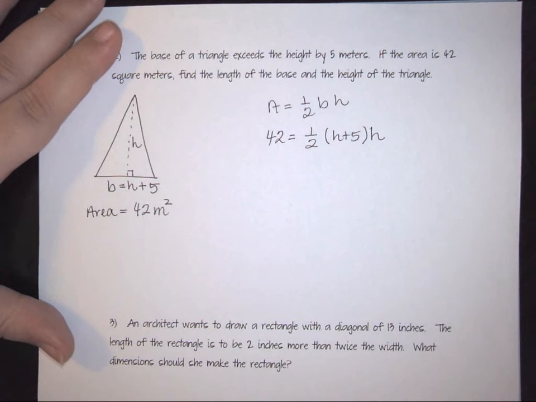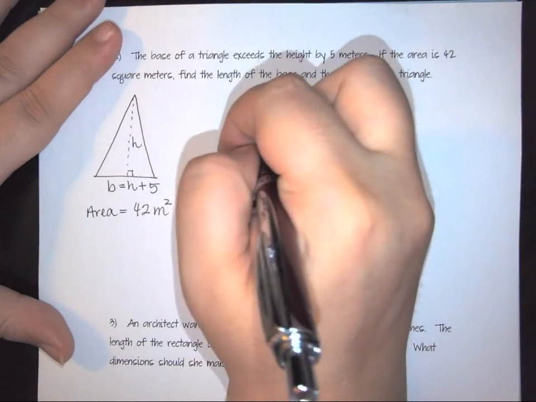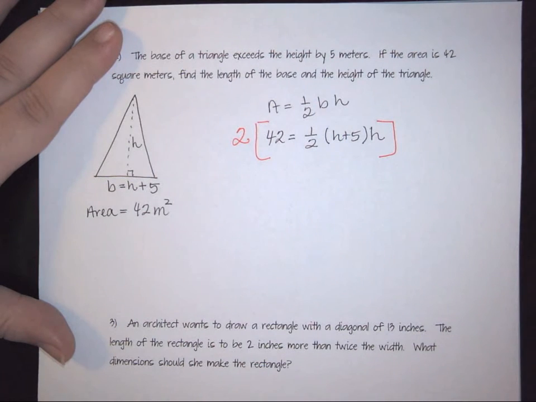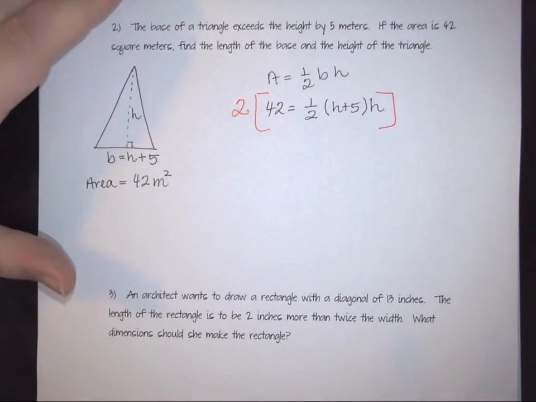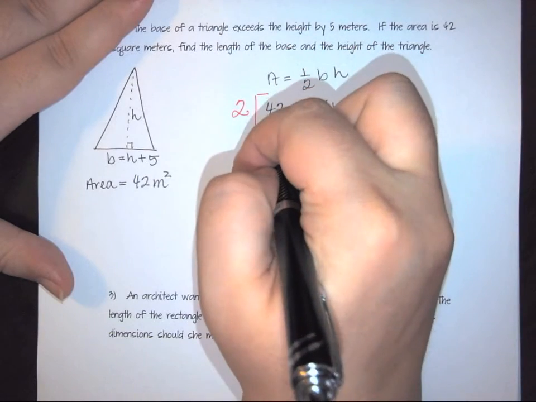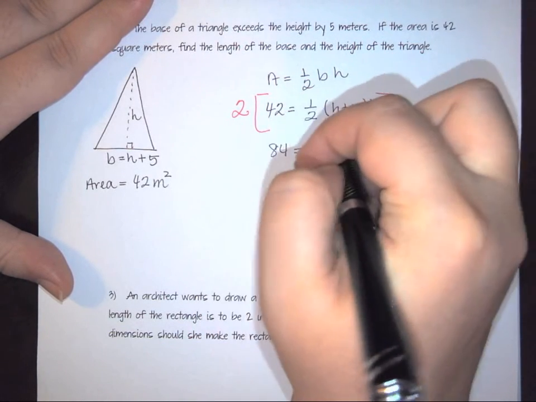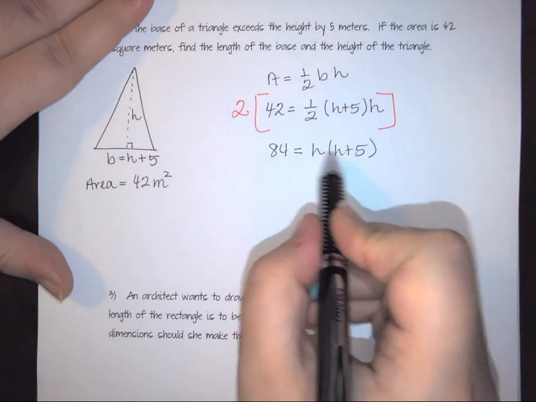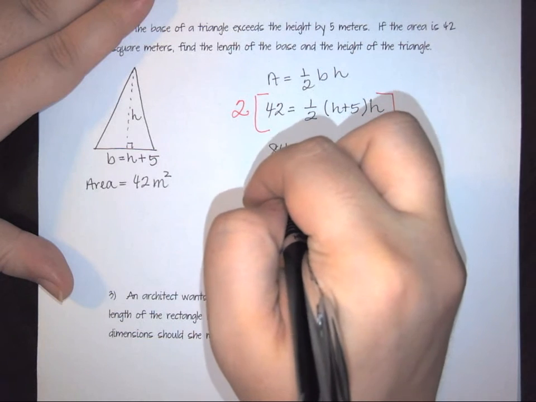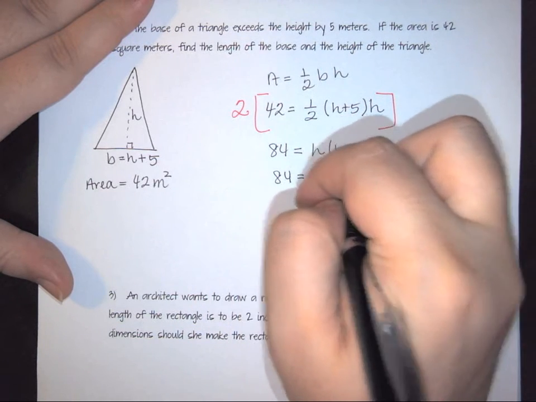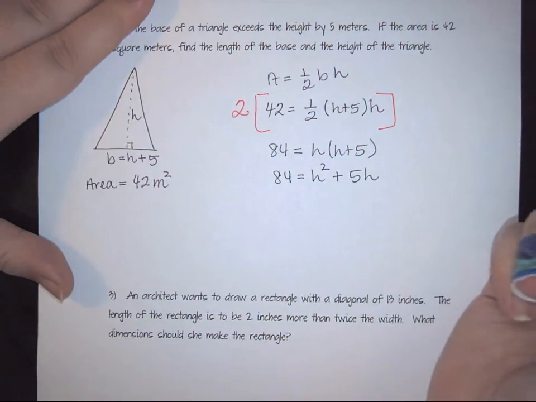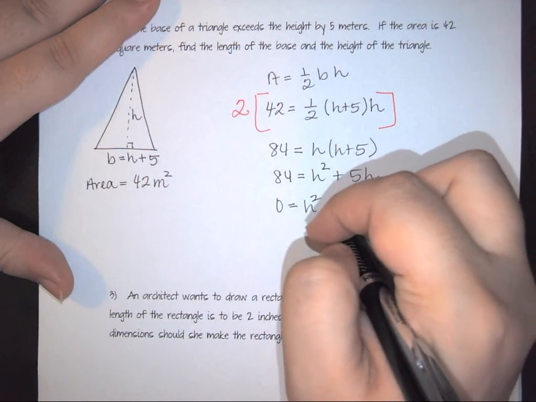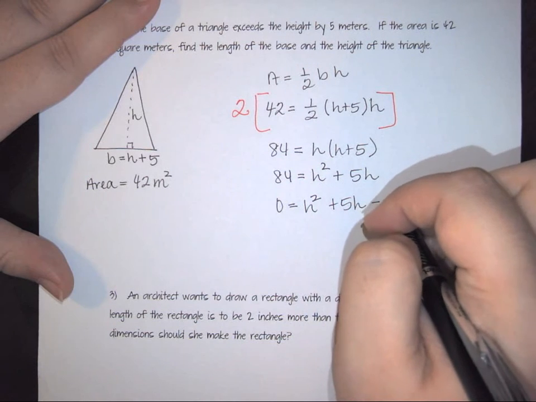Now the first thing that I would do is get rid of that fraction. So I would take this whole thing and multiply it by 2, which is going to get rid of that fraction, make it a little easier to deal with. So here we're going to end up with 84 is equal to h times h plus 5. Distribute the h through, and we get that 84 is equal to h squared plus 5h. Get standard form. 0 is equal to my h squared plus 5h minus 84.